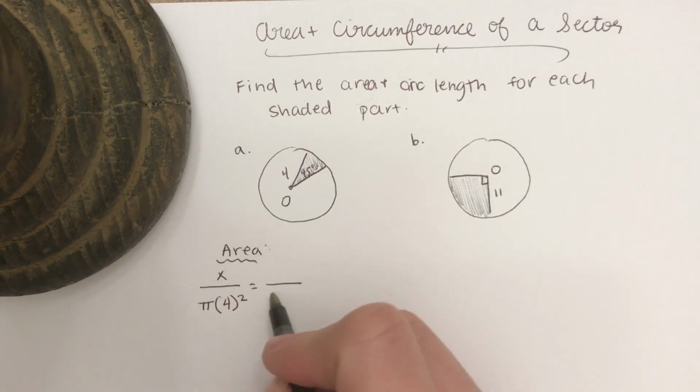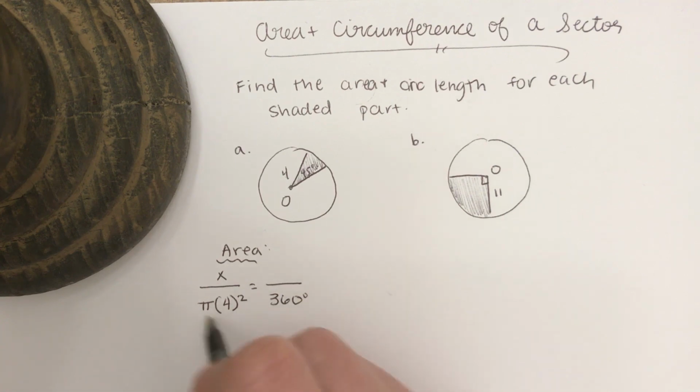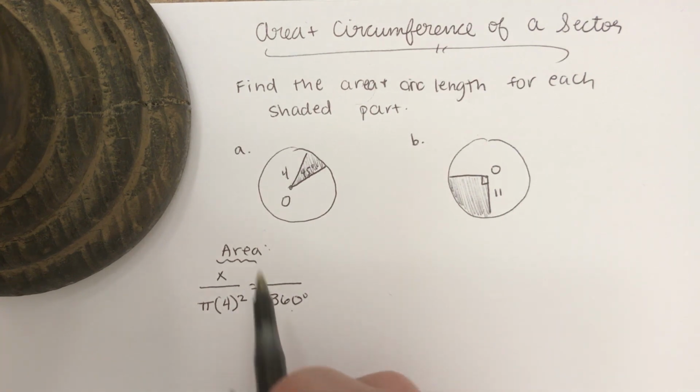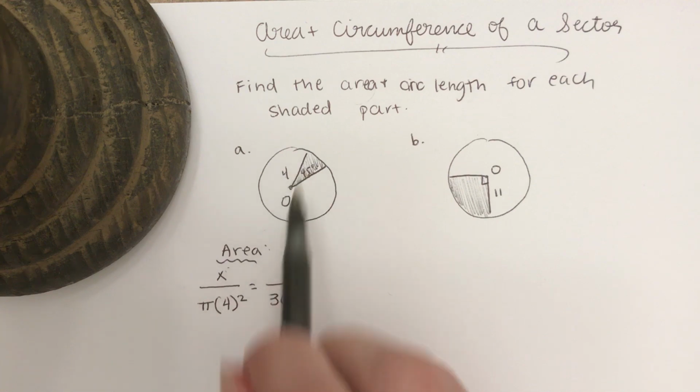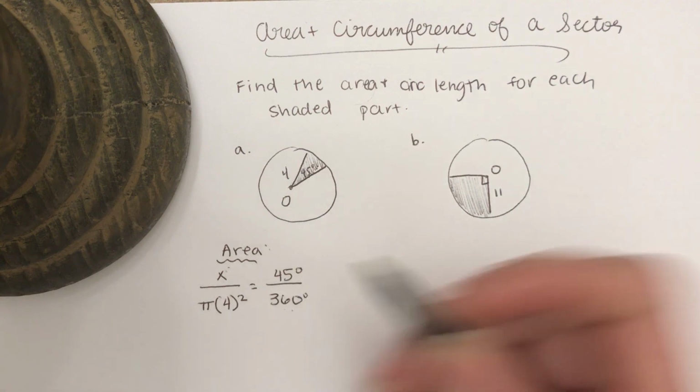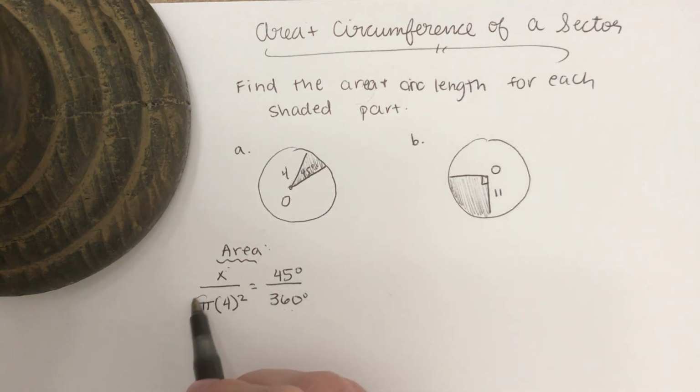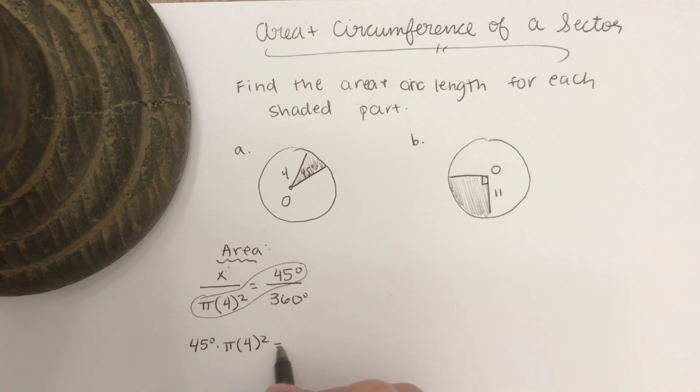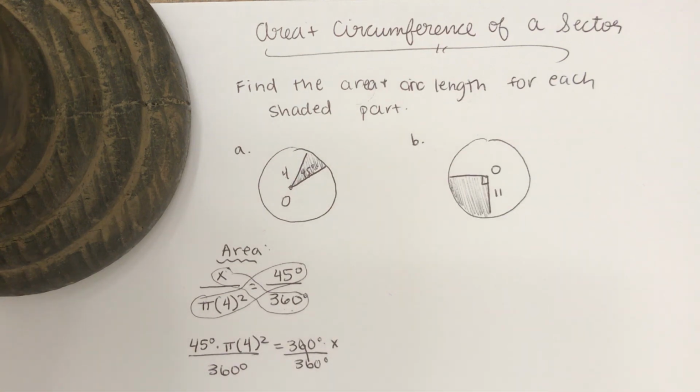In order to know how much of this circle we want, again, if we did the entire pi 4 squared, we would get the whole circle. To understand what part of this shaded section we want, we're going to use our central angle. So we want 45 degrees of the 360 degrees. Your next step is to cross multiply here. So 45 degrees times pi 4 squared. And then the other direction, we've got 360 times x, and then your last step is to divide by 360 degrees.